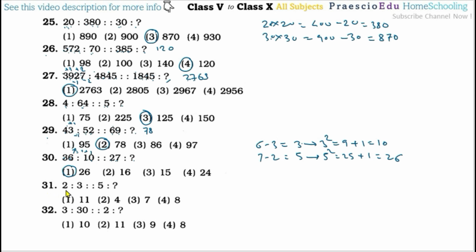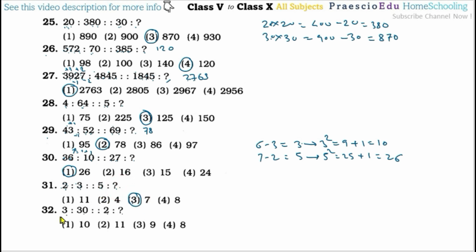Question number 31. 2, 3, 5 and then question mark. So here, if you make the relations plus 1 or something, then we are not getting any 6 here in options. But if you consider all the prime numbers, sequentially 2, 3, 5 and 7 will come, means option number 3 is the correct one.